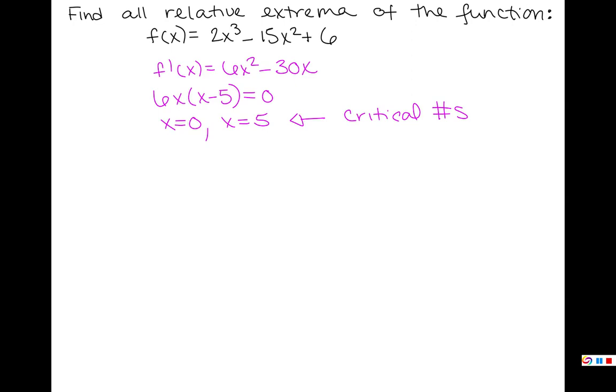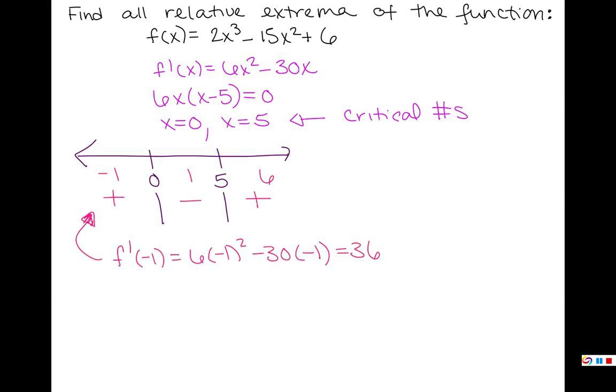Step 2, I'm going to create a table using those critical numbers 0 and 5. Then I'm going to pick test values. I picked -1 as something that's smaller than 0.